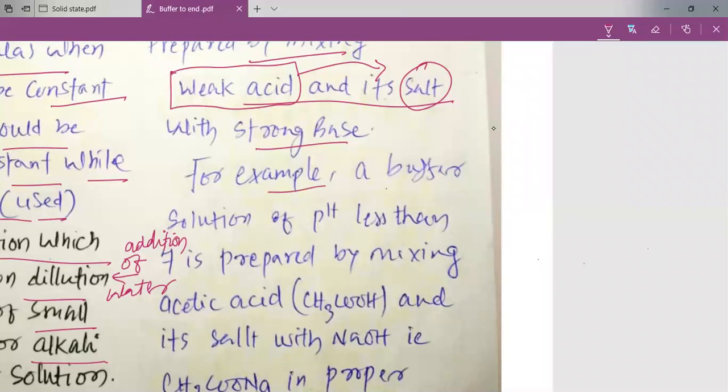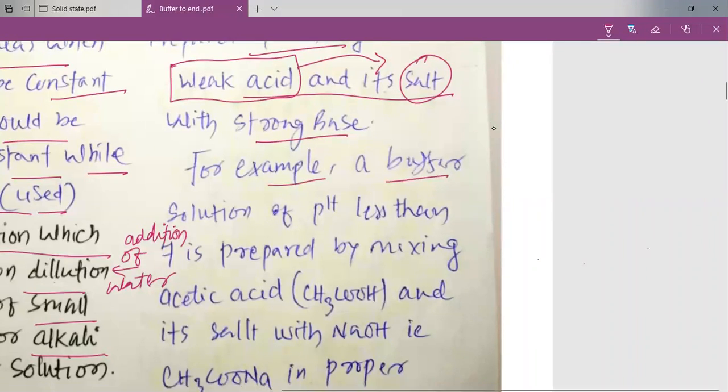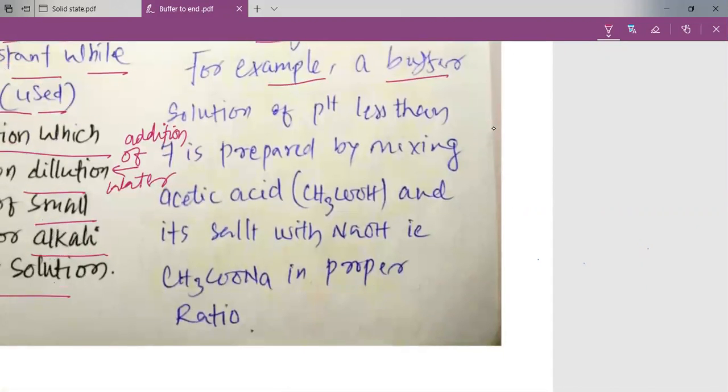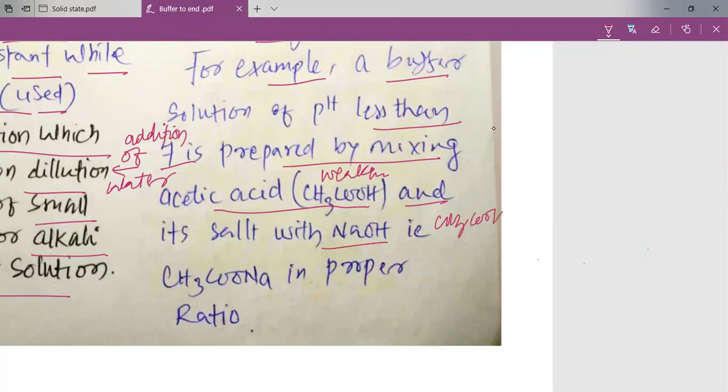Now let us understand it with an example. A buffer solution of pH less than 7, that means an acidic solution, is prepared by mixing acetic acid. We know acetic acid is a weak acid, and its salt with NaOH. So when this acetic acid reacts with NaOH, it produces CH3COONa and H2O. You can see that. So this is the salt.